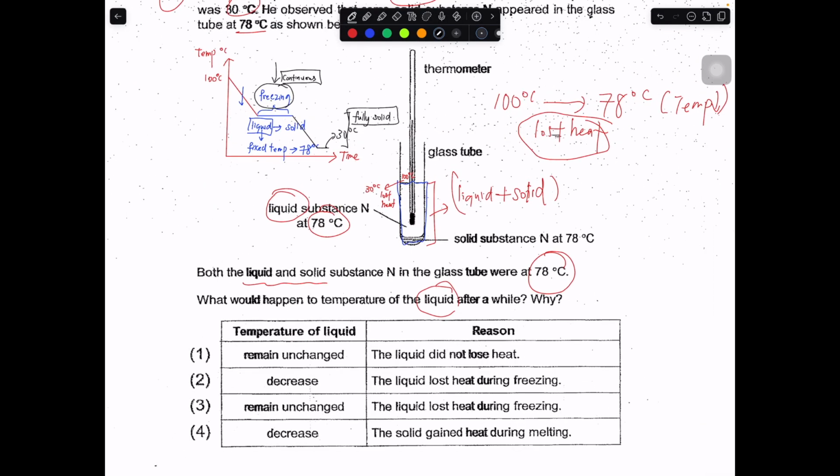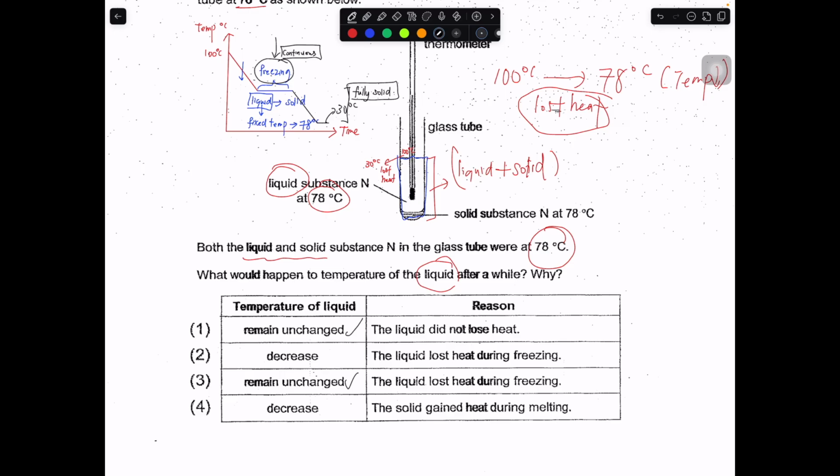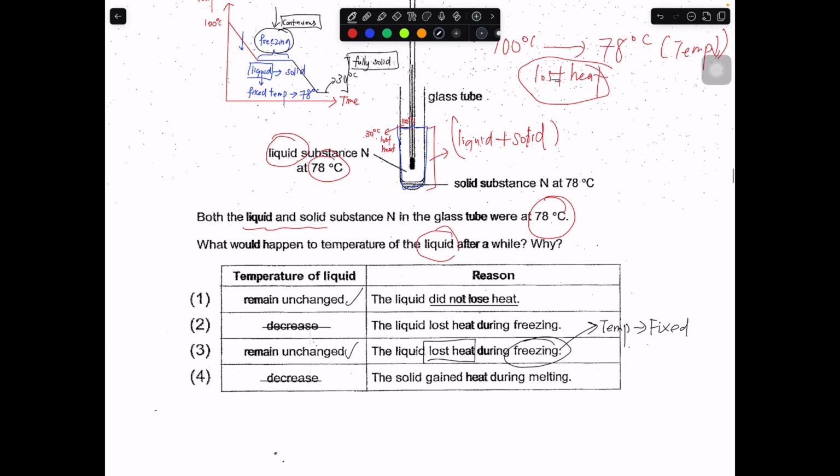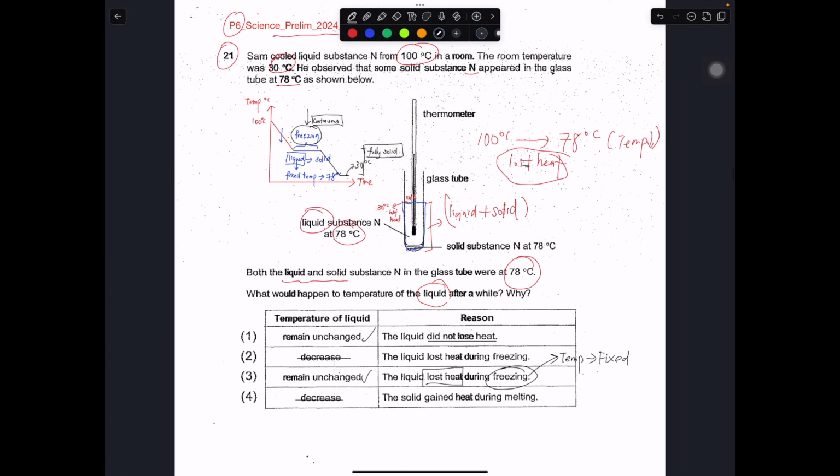So over here, the temperature of that liquid alone, because it's still in the freezing stage, will remain unchanged. That's correct. It will not decrease. And why it remains unchanged is not because it did not lose heat. It did lose heat, but it is at a freezing stage, so the temperature will remain fixed. The heat lost by the liquid is used to change the state. In this case, the answer will be strictly number 3.